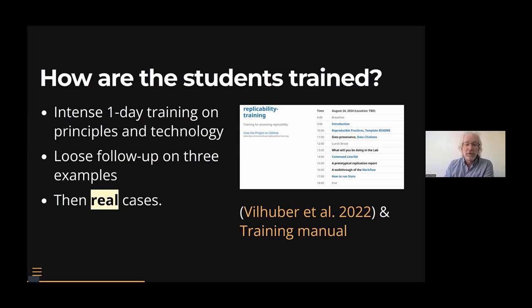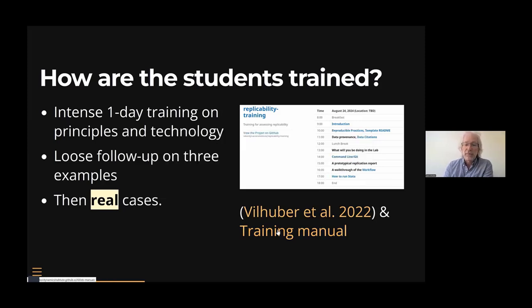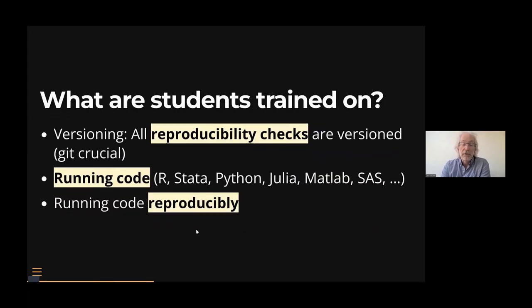If you're interested in what these training materials look like, we published this actually in the Journal of Statistics and Data Science Education a few years ago, and the training manual is linkable there. Okay, because clearly at this point of time, training 200 students, I'm going to have some sort of manual or training materials for this. Okay, so what do they actually have to learn?